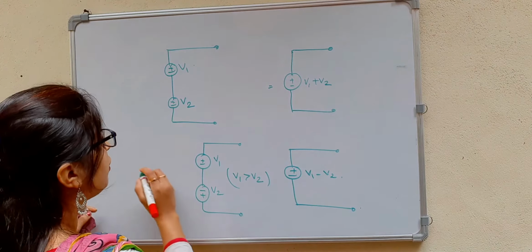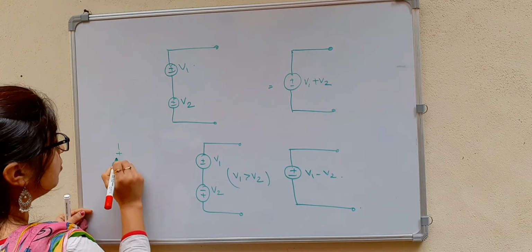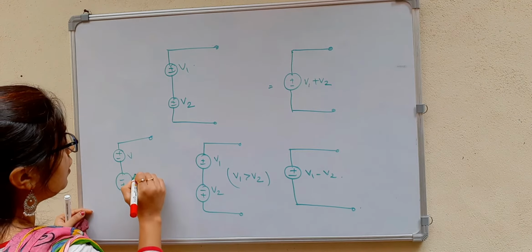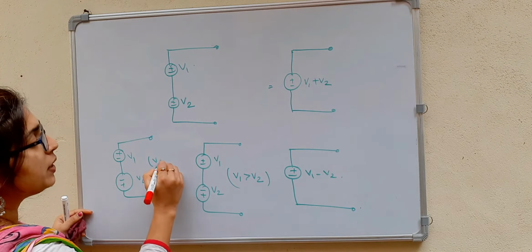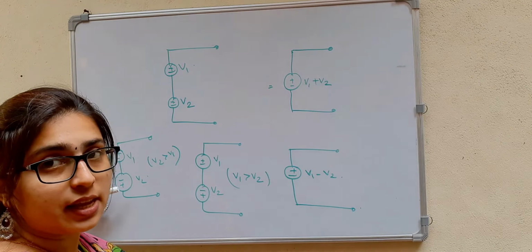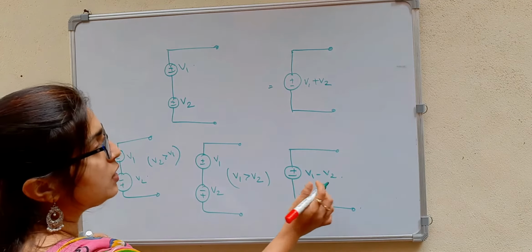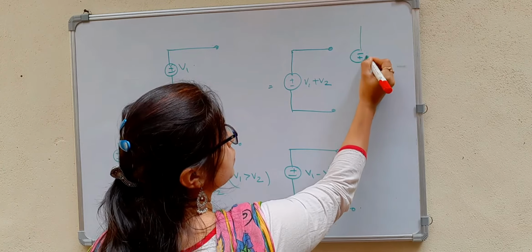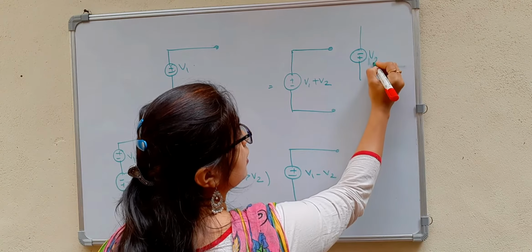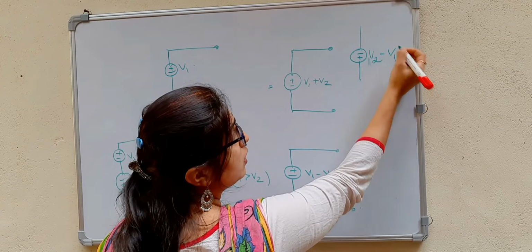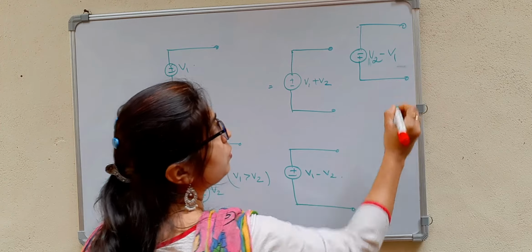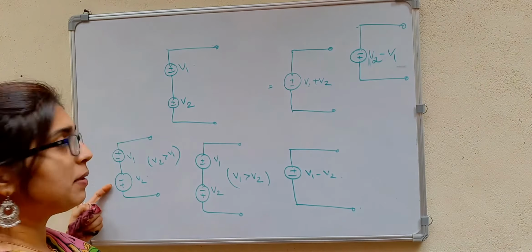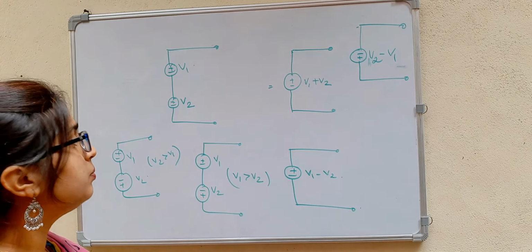What happens if V2 is greater than V1? In this case, V2 is greater than V1. Then your equivalent voltage source will have the polarity of the voltage source V2, and the value will be the difference between the two voltage sources, V2 minus V1. See the polarity, minus plus, is the same as V2's minus plus.